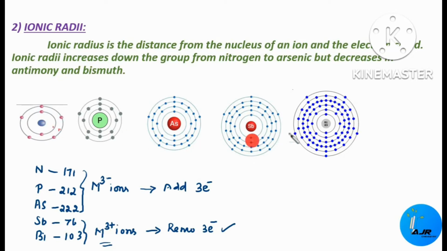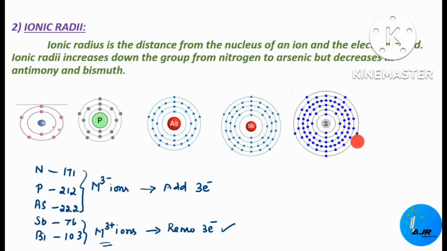But in the case of antimony and bismuth, there won't be addition of electrons, there will be a removal of electrons. M3+ ions are formed due to loss of electrons in the valence shell, and the nuclear charge remains the same. So if 3 electrons are removed from antimony, the nuclear charge remains the same, so it can effectively pull the electrons present in the valence shell towards itself. Automatically the ion shrinks, so the ionic radii decreases.